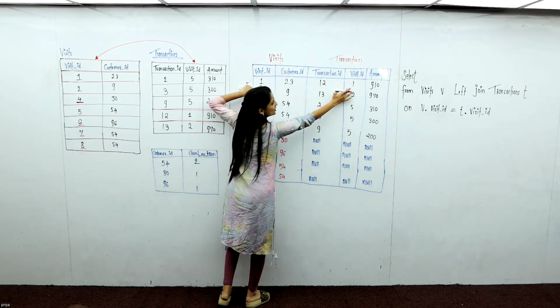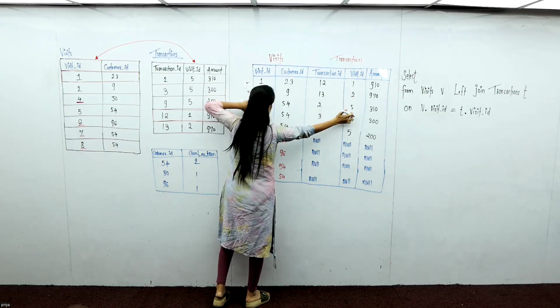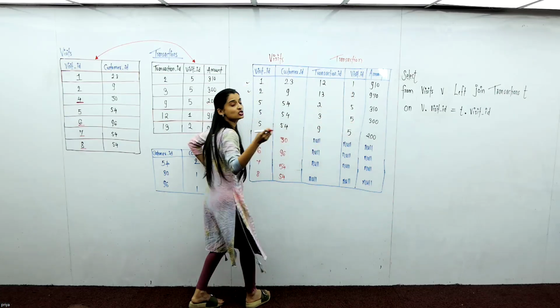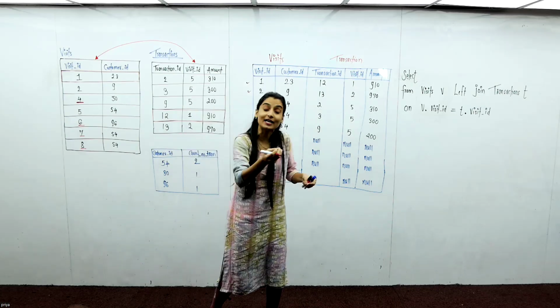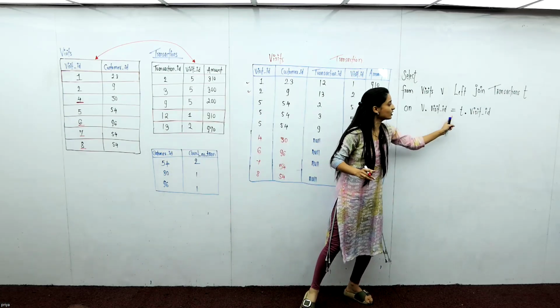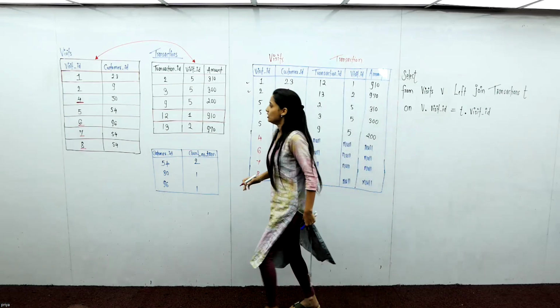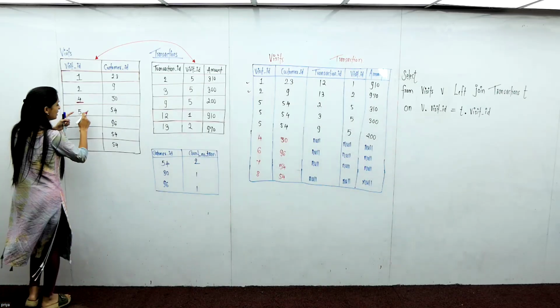Are they both matching? Yes. Matching, yes. Matching, yes. Matching, yes. So this is what we call returning matching records based on the common column. Okay, so now next. 5 matching is done.